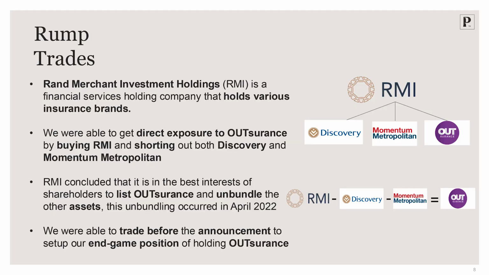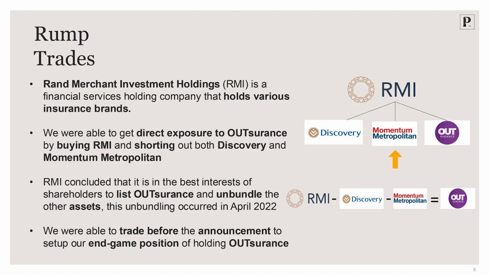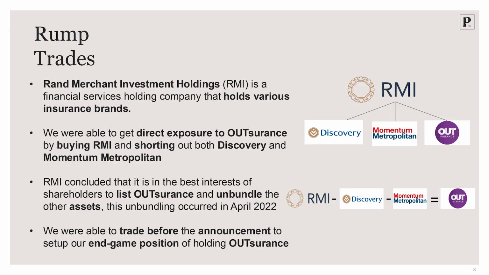Another way that we can use the short tool in a slightly different fashion is something called a rump trade. Now, a rump trade, and I'll give you the example of Rand Merchant Investment Holdings, which was a holding company listed on the JSE, and inside that company was essentially three assets: Discovery, Momentum Metropolitan, and Outsurance. Now, for us, we'd covered these businesses for a very long period of time, and we felt that the best asset in that stable was the Outsurance asset.